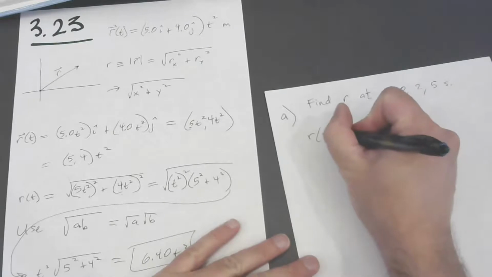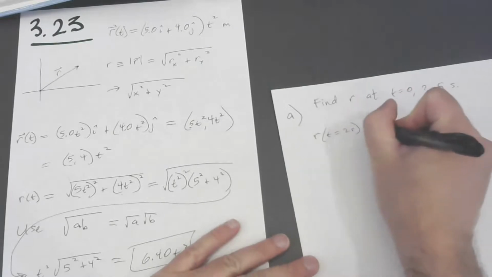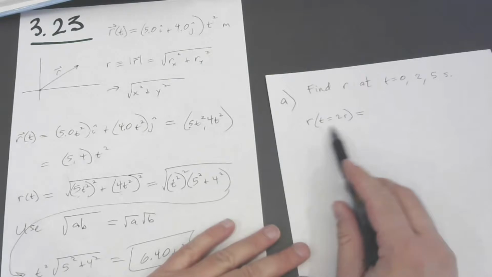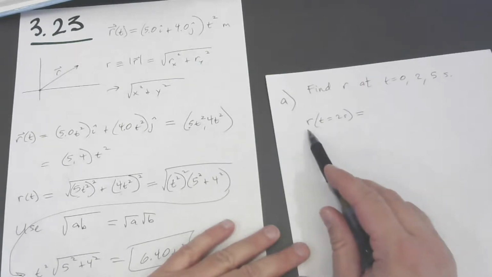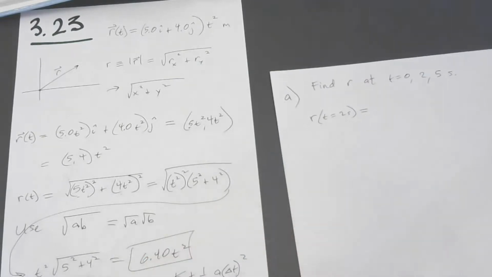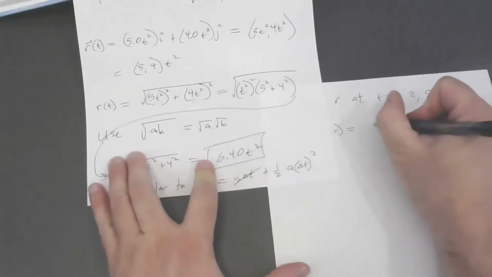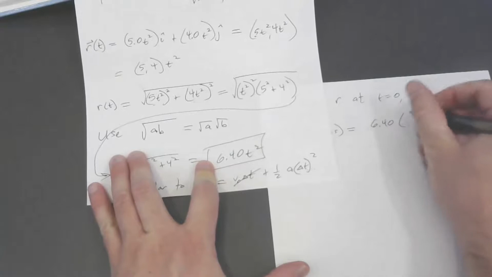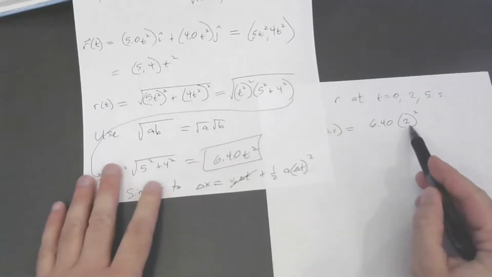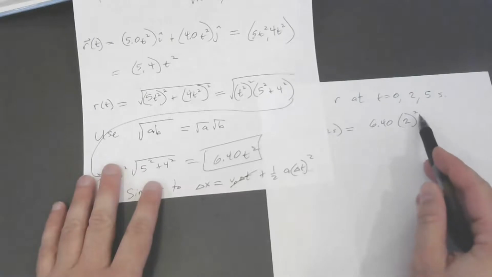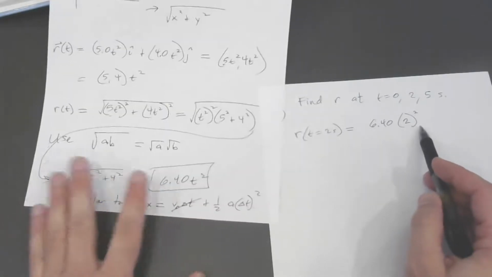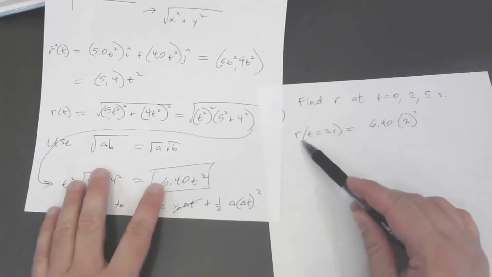The distance evaluated at t equals 2 seconds equals, now this is a little overkill with the notation. I could have just put r parentheses 2 and it would be understood it's the distance at 2 seconds, but this is extra clear. That would be, we take 6.40 and we multiply it by 2 squared. Notice I wouldn't want to plug in 2 seconds squared because then my units would come out seconds squared, which is definitely not the units of distance.